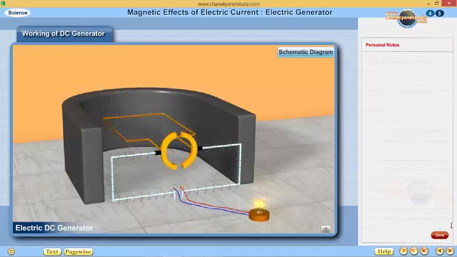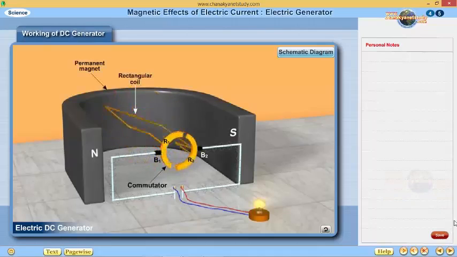Working of DC generator. There are two strong magnets, and between them the DC generator coil rotates. Thus the magnetic field is continuously cut by the rotating coil. Thus the potential difference is produced in the coil. This gives rise to the flow of current. This is shown by the glowing of the bulb in the figure.